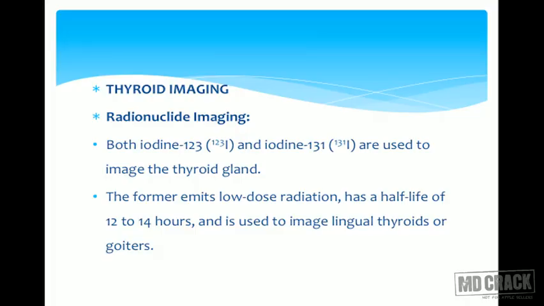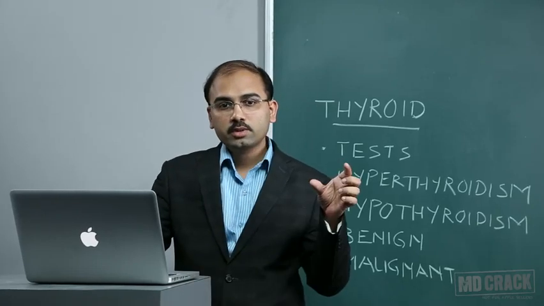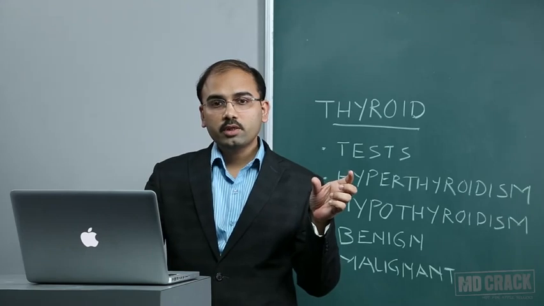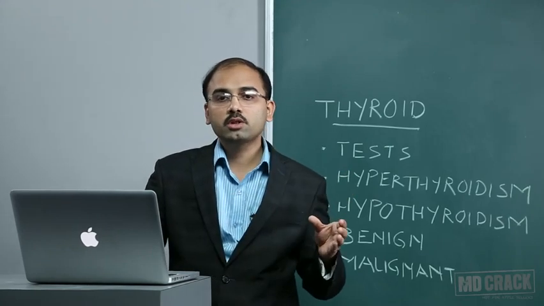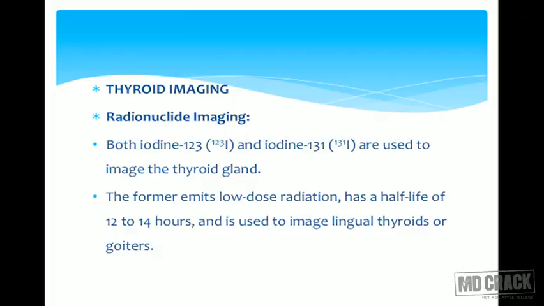We have radionuclide imaging, which is the mainstay of diagnosing the various thyroid disorders. Both iodine 123 and iodine 131 are used to image the thyroid gland. Friends, here I want to clear up a very common confusion between iodine 123 and iodine 131. Many students confuse these two isotopes. The former, iodine 123, emits a low dose of radiation and has a half-life of 12 to 14 hours, so it is used to image lingual thyroid or goiters. So iodine 123 has a lesser intensity of radiation.